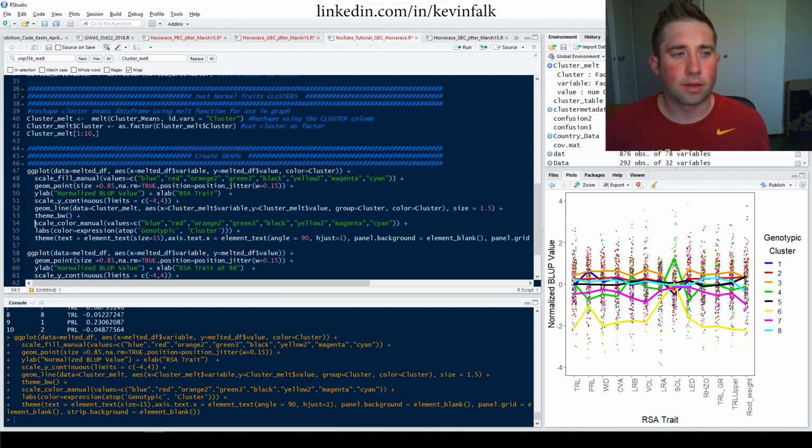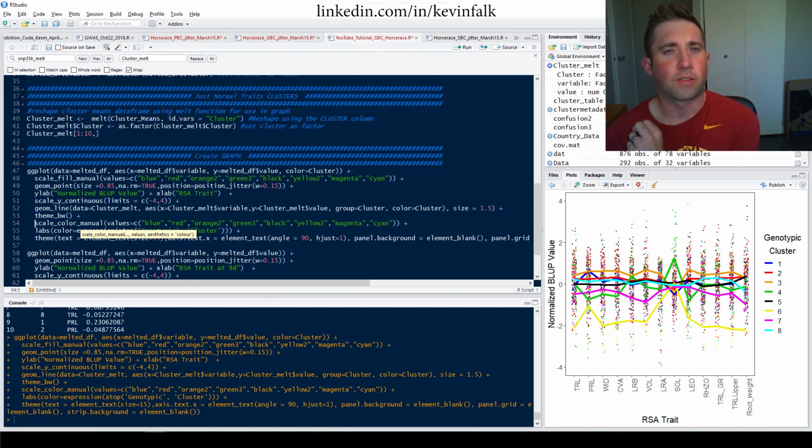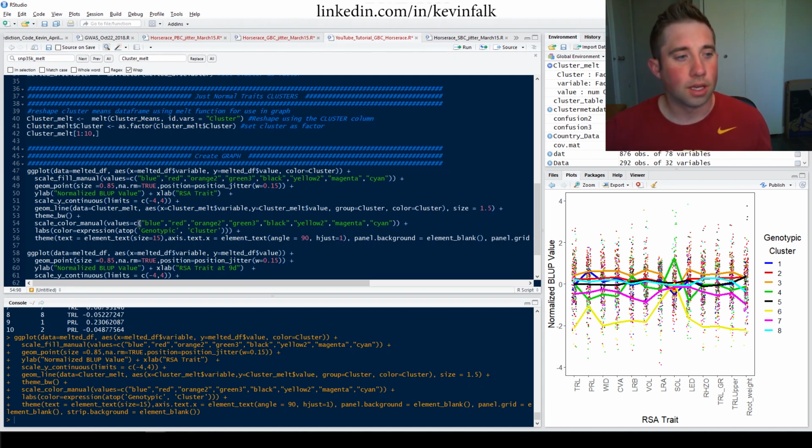Instead of using the scale fill manual, you have to use scale color manual, and this is just different for geom line and geom point, and it can be very frustrating to know which one to use and when to use it, and I just kind of test until I get it and use the same colors for the lines as I did for the dots, obviously for consistency. The label I have here, genotypic cluster, so using this top is just to make it so genotypic is the top, cluster is the bottom, so it just takes up less area one on top of another.